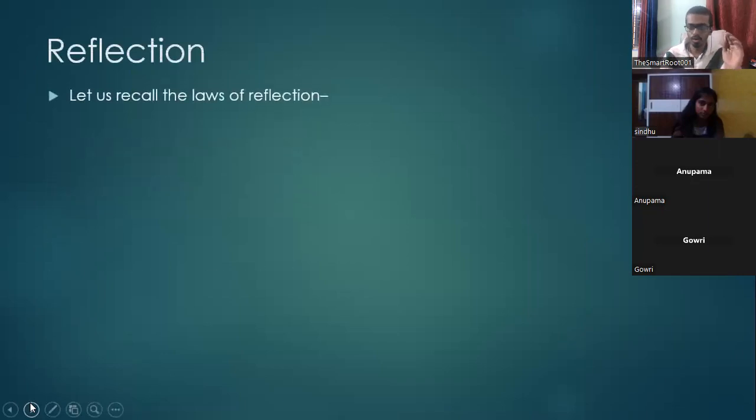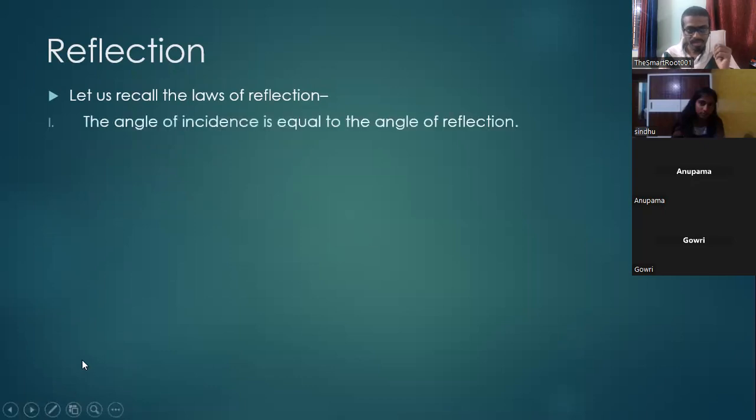You already studied this in your lower classes. We'll be making use of these laws, and that is why I am just recalling this. Okay, so now what are these laws of reflection? Basically, the first law tells me that the angle of incidence is equal to the angle of reflection.